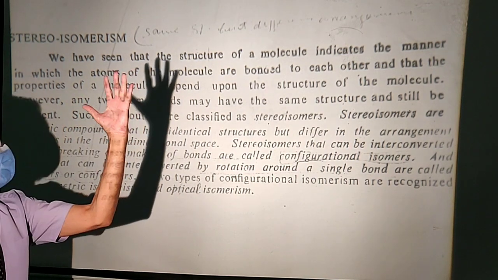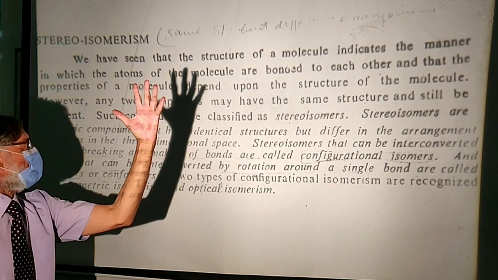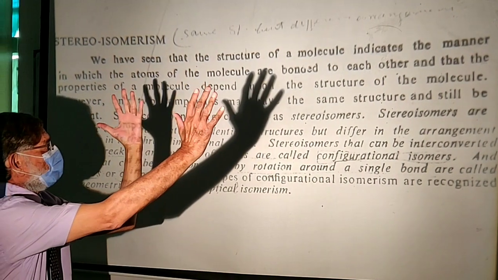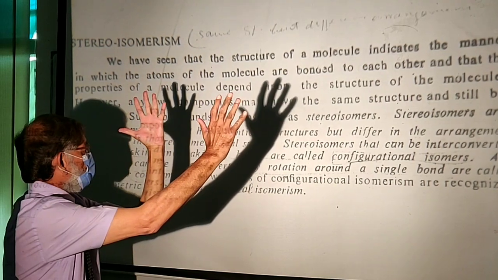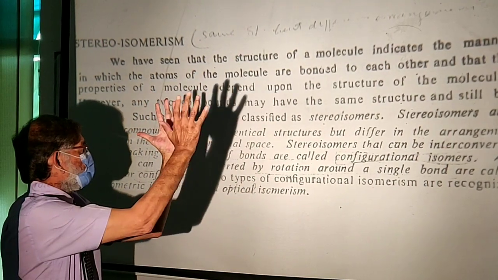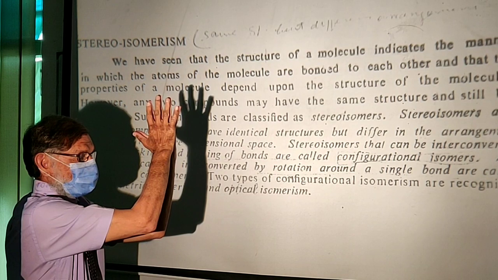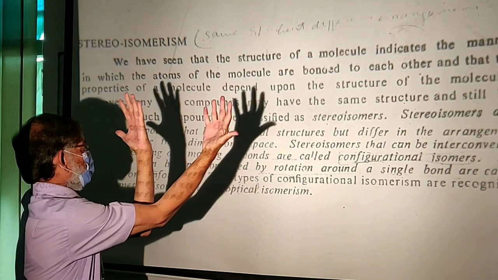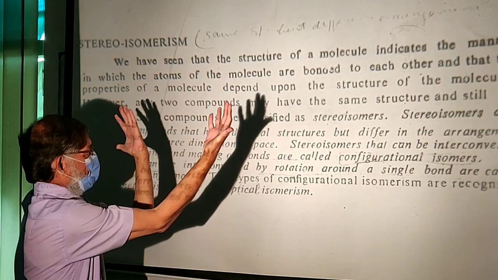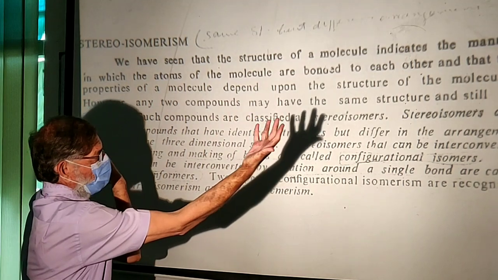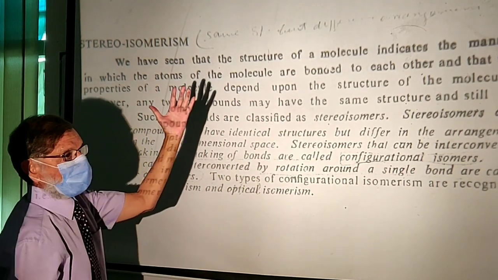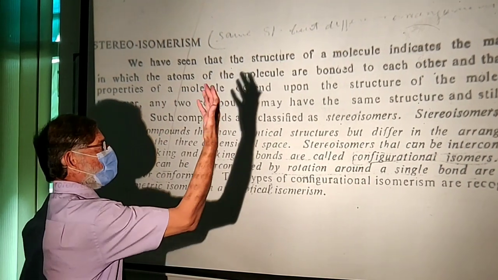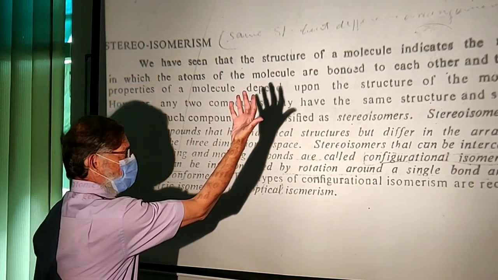Stereoisomers are isomeric compounds that have identical structure but differ in the arrangement of atoms in three-dimensional space. Now I can give you an example. Say this is one structure and this is another structure. Now these could be equal to each other; they can superimpose upon each other like this. But if this is one compound and this is another compound, this is one isomer and this is another isomer. This has its own specific properties and this has its own specific properties.